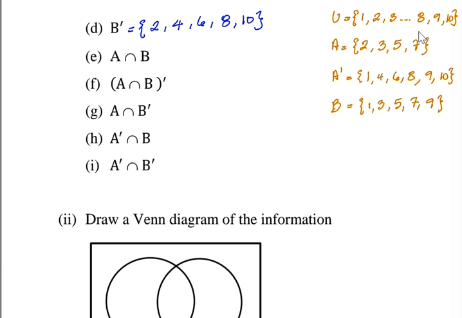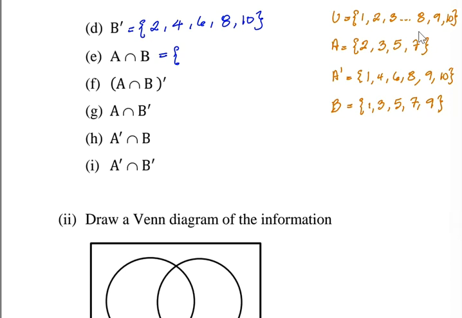E says we need to list the elements of A intersect B. Now, A intersect B is the set of all elements which are common to both A and B. So to determine the elements of A intersect B, I need to look at the set A and I also need to look at the set B. All right.